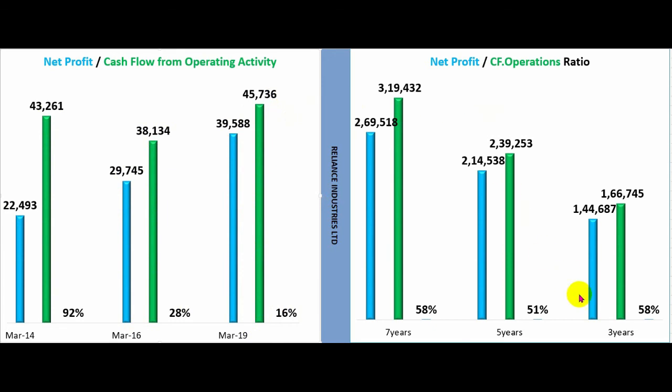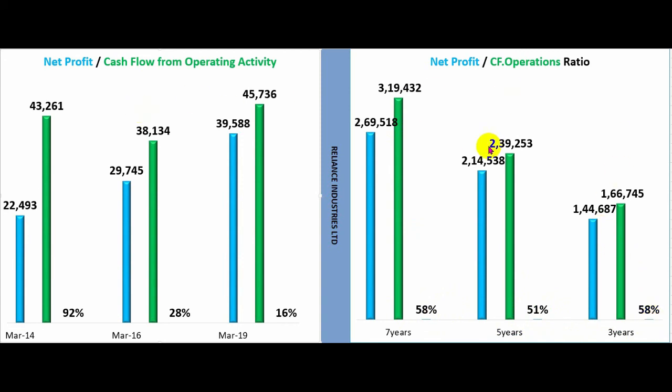Now let us compare the averages, over the last 7 years. The total net profit the company earned was 2,69,000 crores. This is the 7 years total net profit, against which the cash generated in these 7 years was around 3,19,000 crores in total. So that's 58% more cash coming in against the net profit. In 5 years also we see the same figure of 51%, and in 3 years also around 50% more cash was generated than the profit declared.